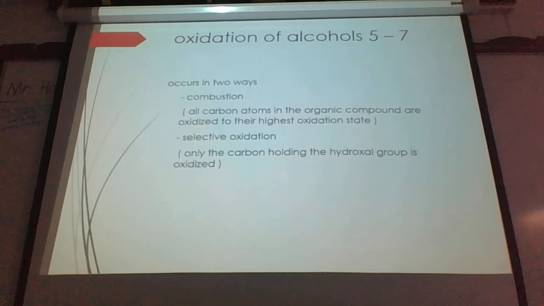Then finally, here we see, of course, these are all combustible. And then finally, selective oxidation. That OH group is oxidized. In other words, what happens is you're going to pull that hydrogen off of there. And tertiary alcohols do not oxidize.